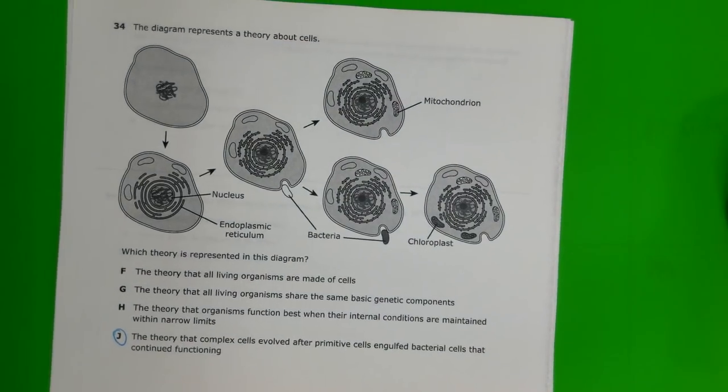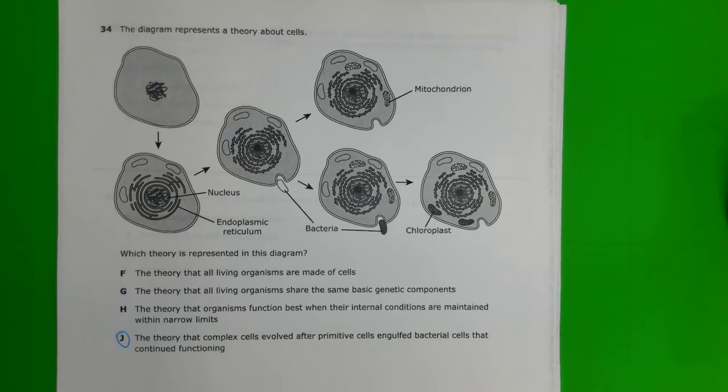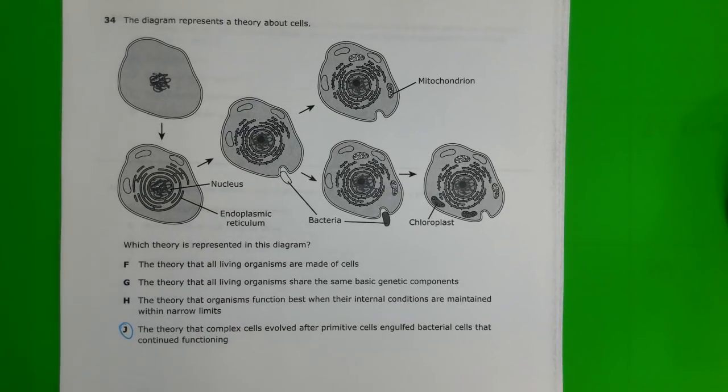This diagram represents a theory about cells. So essentially what this diagram is representing, it is talking about the endosymbiotic theory. So this theory tells us that complex cells came to where they are now from primitive cells because they engulfed bacteria, and those bacteria continued to function and eventually conformed into mitochondria or chloroplasts, or maybe both. So that's essentially all this is telling you, which is the answer J.